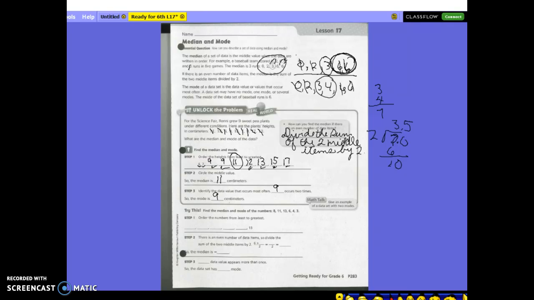Find the median and mode of this set of numbers. What's the first thing we need to do? Order our data. 3, 4, 6, 8, 11, and 13.